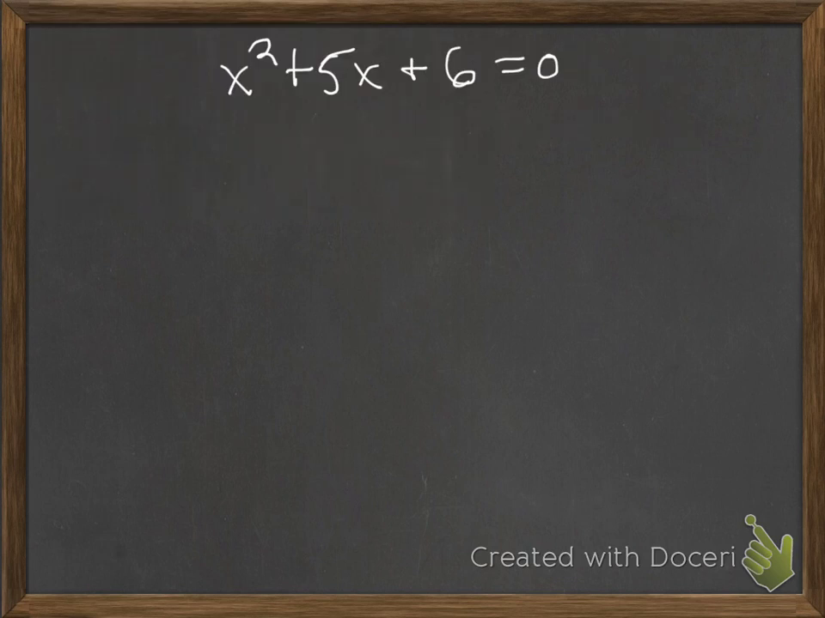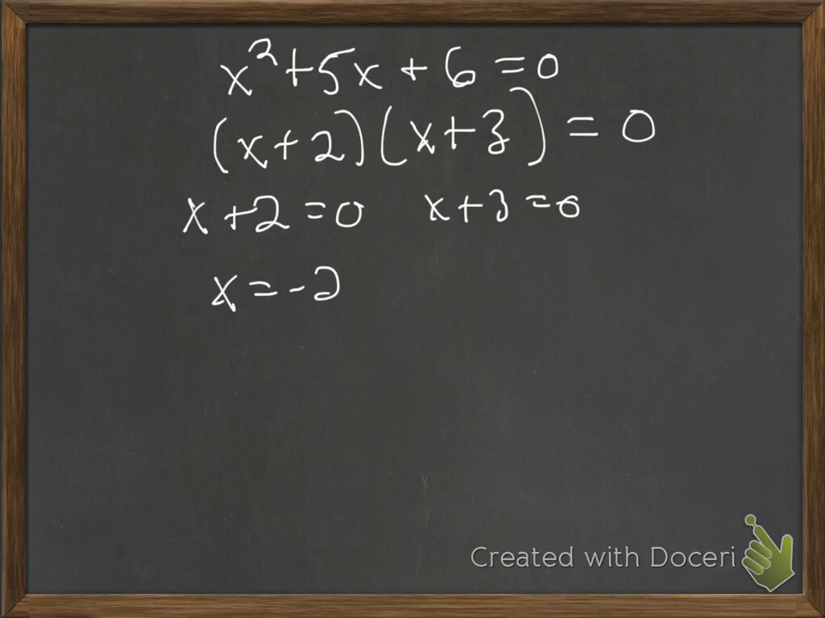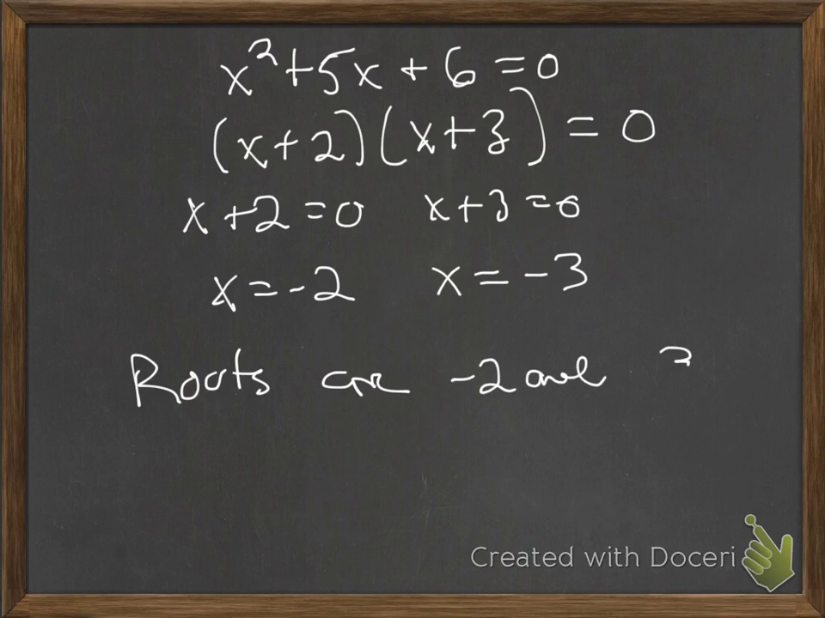If you think back to a question like this, where we have a pretty simple quadratic, if I want to solve this, I can factor it, and say x plus 2 and x plus 3 are the two factors. And I know that my roots, I can set each one equal to 0, and then I can solve: x equals -2 and x equals -3. So these are my roots. Roots are -2 and -3, just like in our other question.